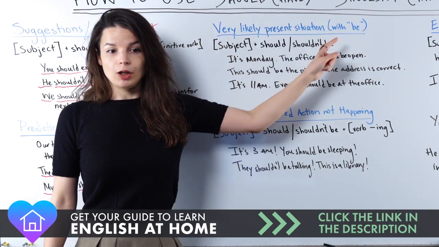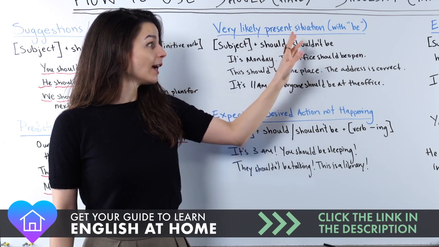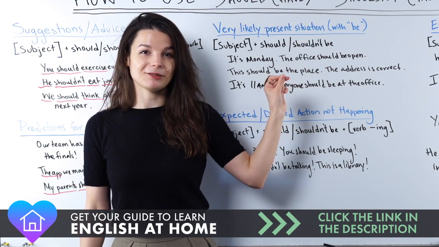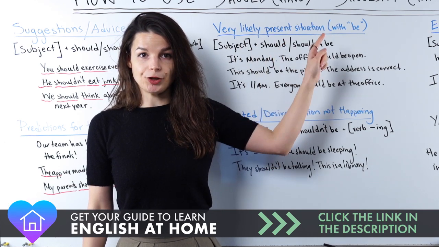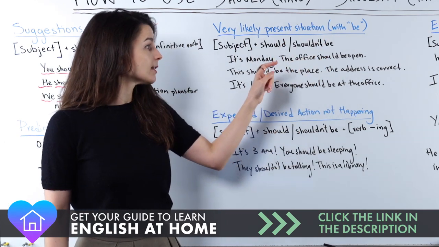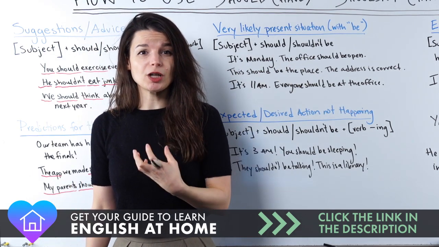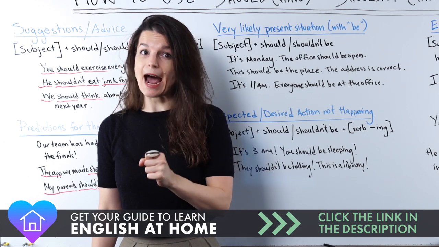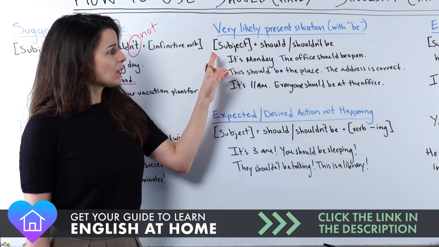This use of should uses be. This is a key point for this grammar and for the next grammar point as well. So I put these together in a group. First, very likely present situations. Very likely present situations. So that means something that we think has a very good chance of being true now.